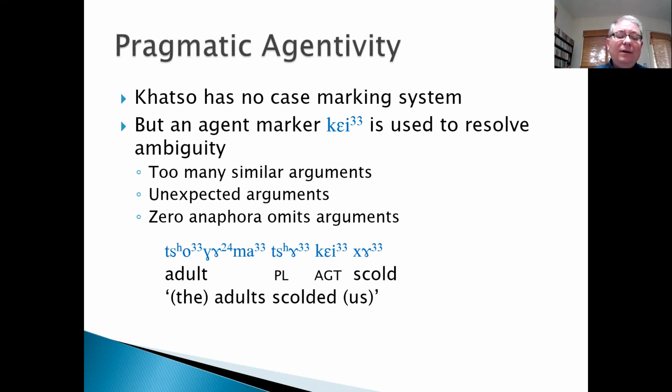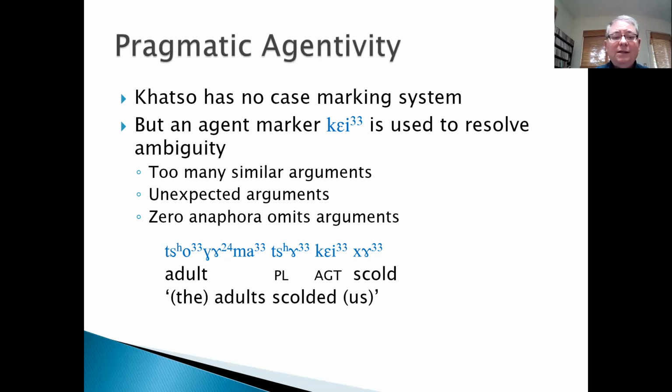So you may have a clause where one or more arguments is missing because of zero anaphora. And then that raises the question of what the remaining argument is actually doing. So here we have an example. The verb here is scold. And so typically, of course, people scold other people. But we only have one argument mentioned in this particular clause, the adults. So are the adults doing the scolding or are they being scolded?